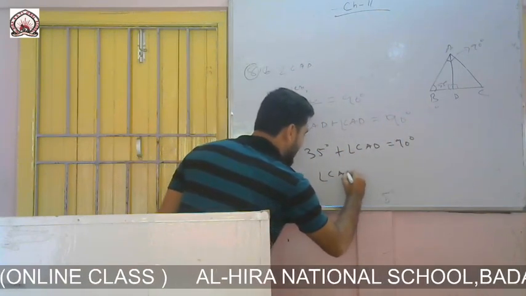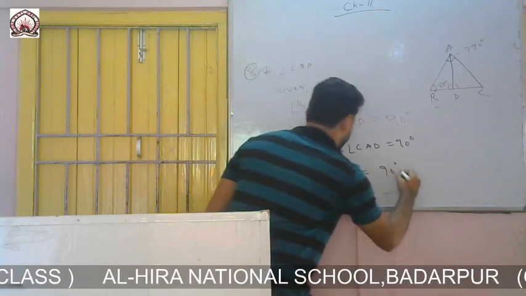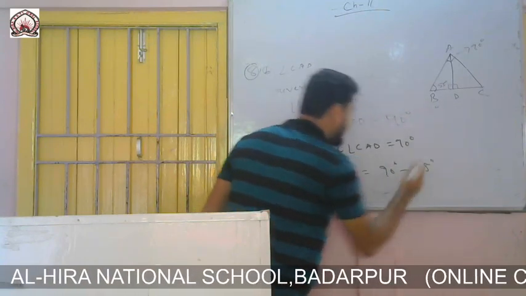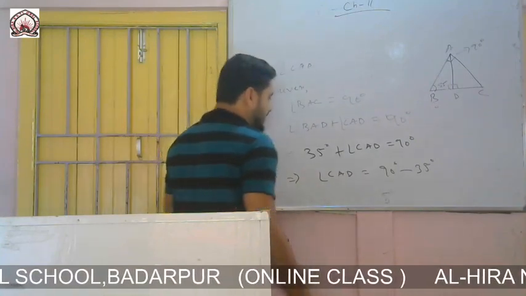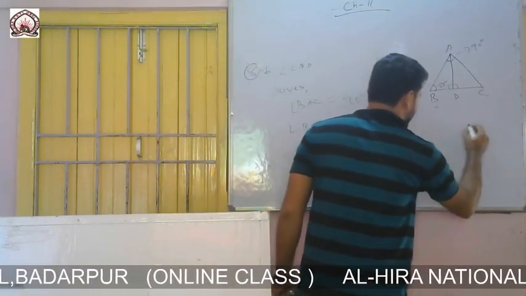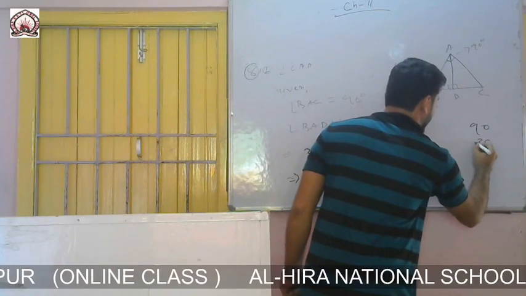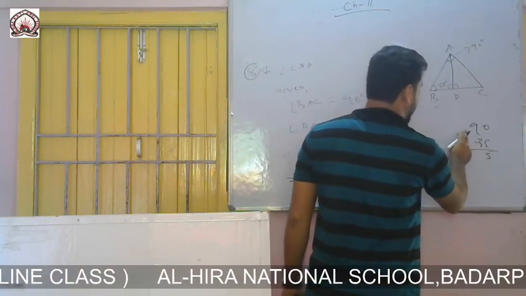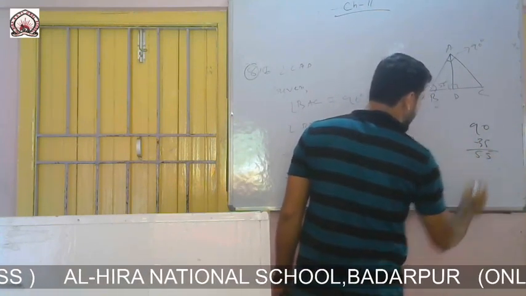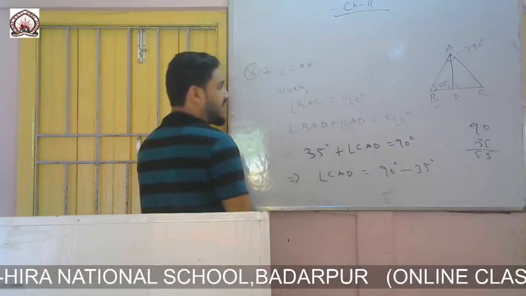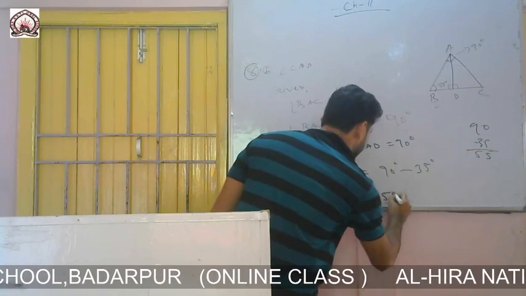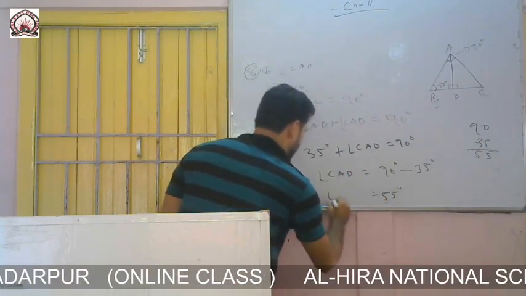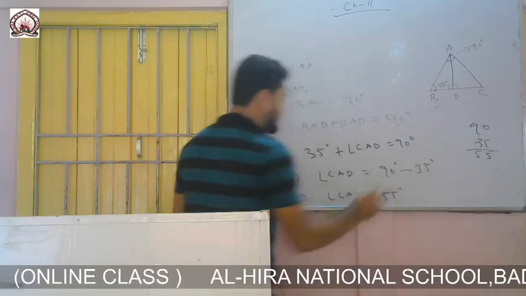Angle CAD will be what? 90 degree minus 35 degree. So if I subtract, then I will get the answer. You just see 90 minus 35, 5. Here it is 8. So it will come as 55 degree. So CAD will be 55 degree.